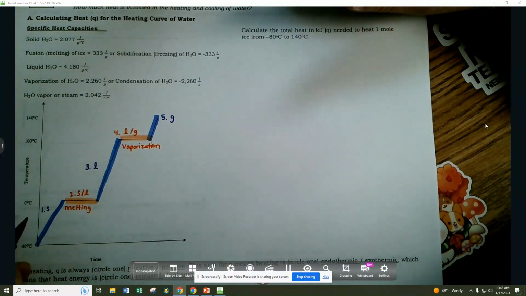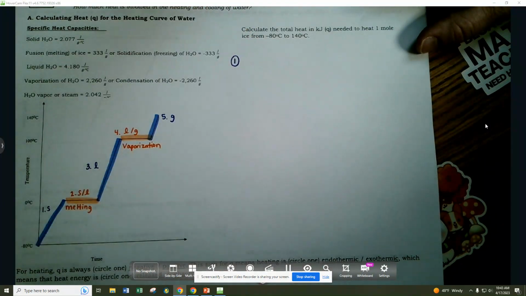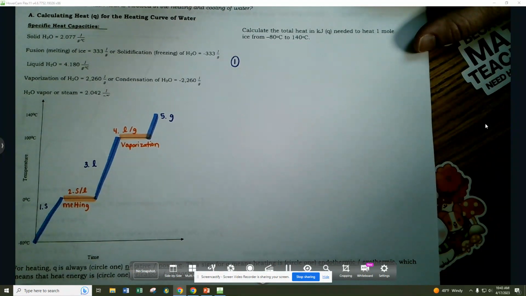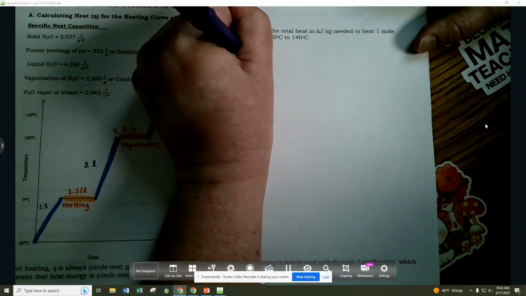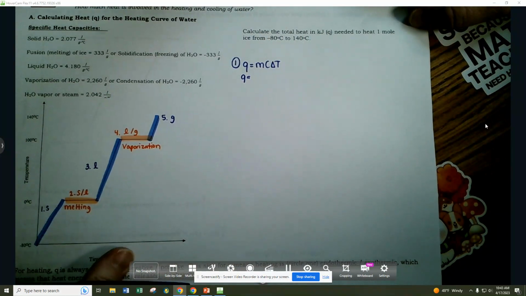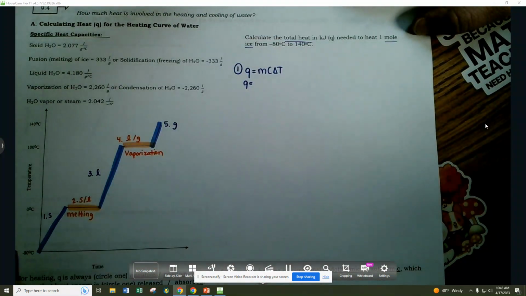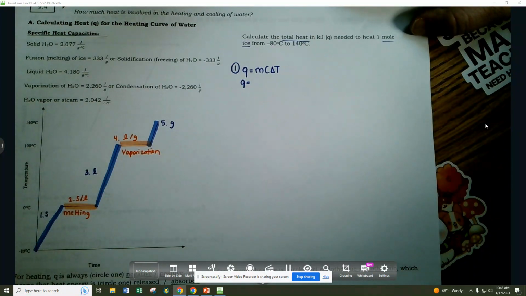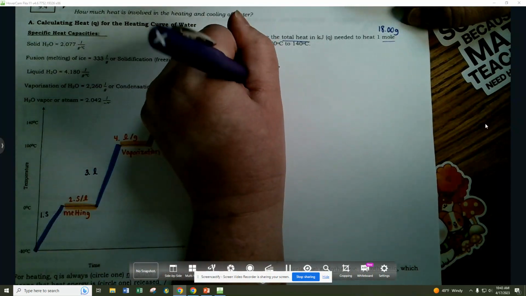We're going to start out with segment 1, which is the heating of the solid, meaning the heating of the ice cubes. We've actually already seen and worked with this equation to find heat, and that is, if you recall, heat stands for Q in an equation, and that's the MCAT equation. So if you look here, it wants to know what is the total heat needed to heat 1 mole of water from minus 80 to 140. Well, we have to backtrack here for a second. M in the MCAT equation is mass, and if we have 1 mole, knowing that the molar mass of water is 18, our mass is 18 grams.